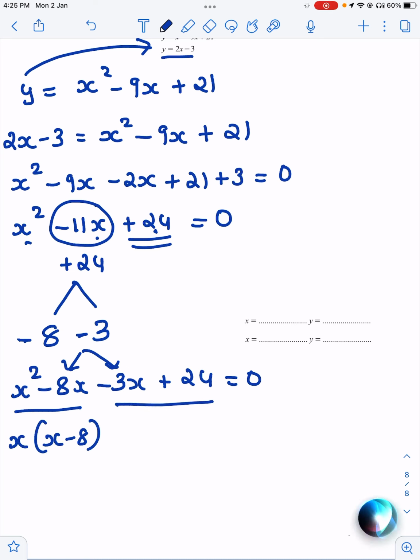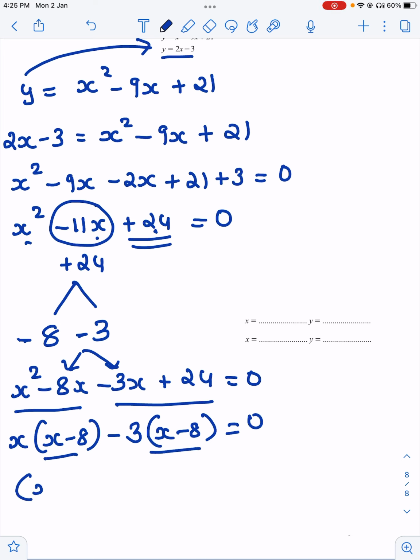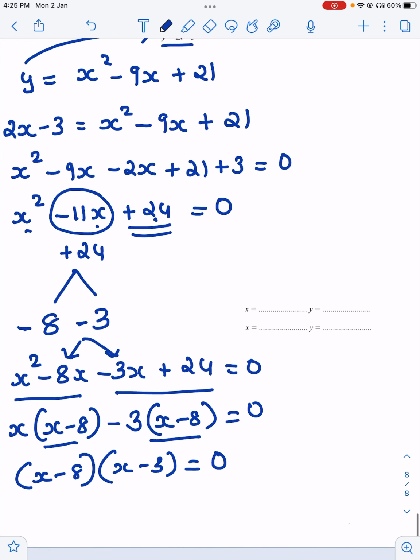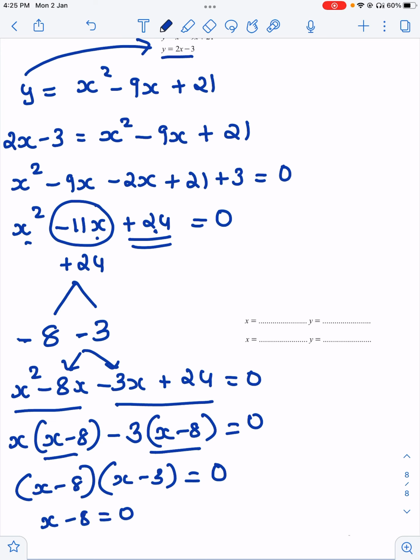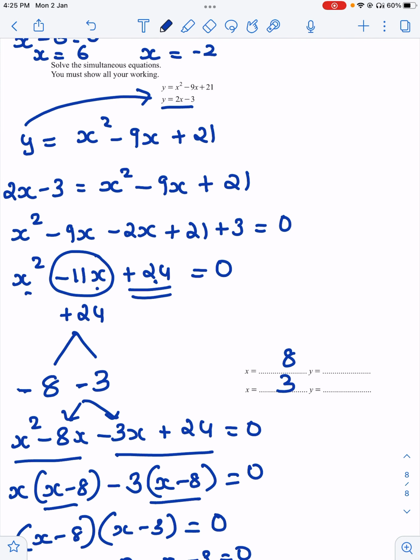x, x minus 8 here. So minus 3 times x minus 8 is equal to 0. x minus 8 common, write it separately. What is left outside? x minus 3 is equal to 0. I substitute now. x minus 8 is equal to 0, therefore x is equal to 8. x minus 3 is equal to 0, therefore x is equal to 3. I got two values, 8 and 3.